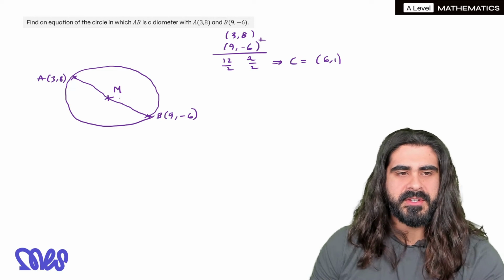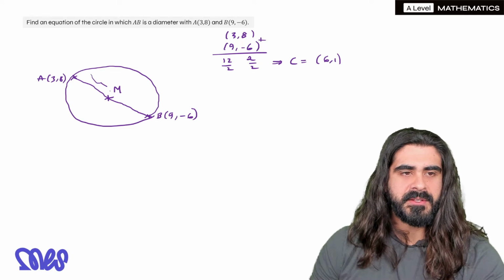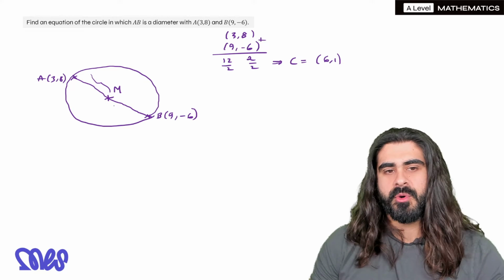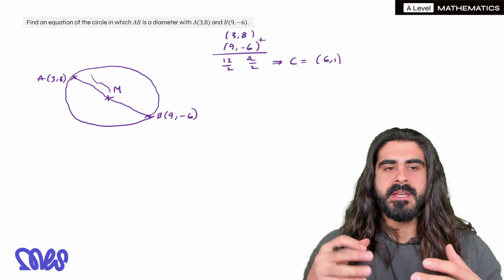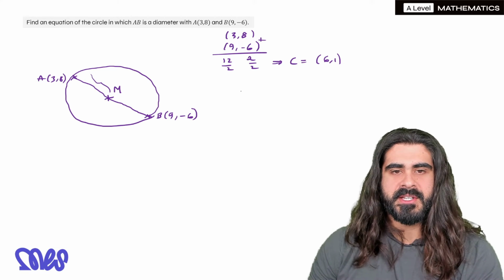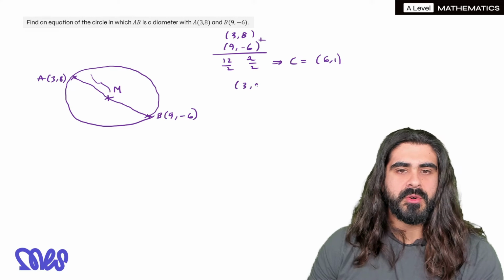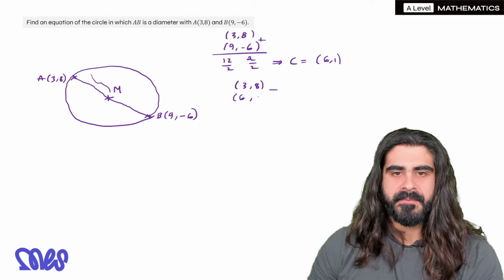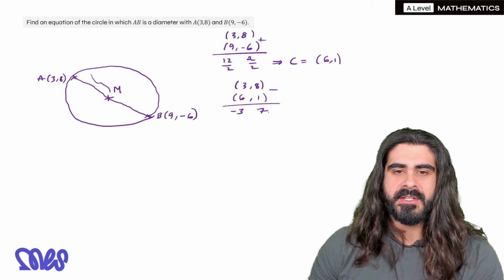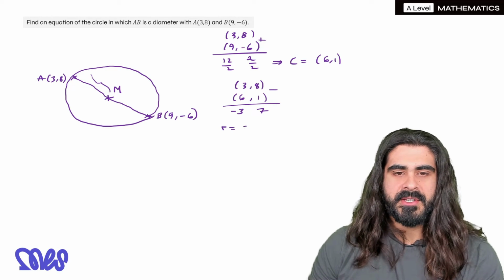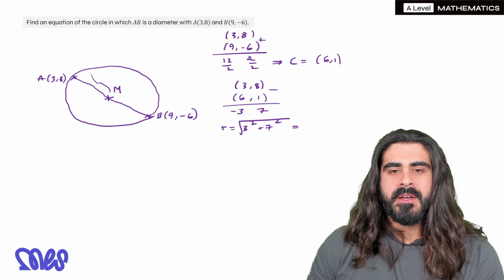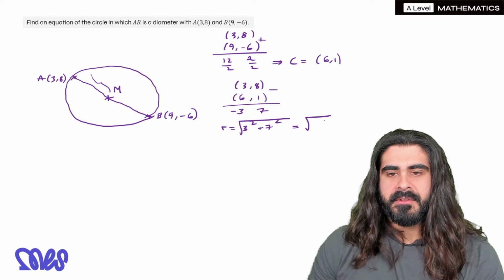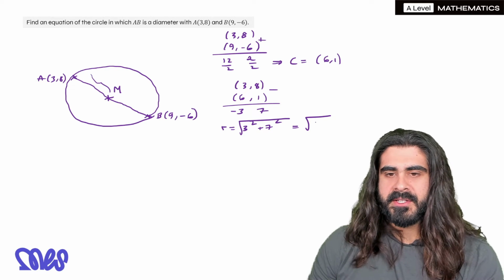And now we just need to find the radius. All we do is find the distance between the midpoint and any of the other coordinates on the circumference. Or you could find the distance between A and B, but then you have to half it after. So I'm just going to stick with one of the coordinates on the circumference and the center. So we take them away. 3 minus 6 is minus 3. 8 minus 1 is 7. So our radius is going to be 3 squared plus 7 squared rooted, which is just 49 plus 9. 49 plus 9 is 58.